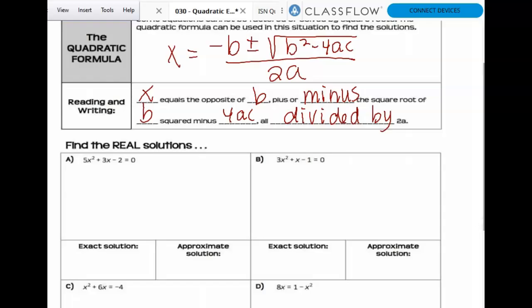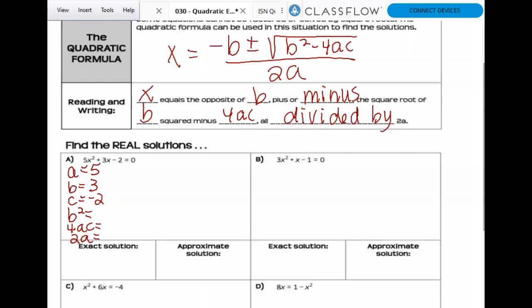So if I look at A, that's in standard form because it's equal to 0. So I'm going to write down my A, my B, and my C. My A is 5, my B is 3, and my C is -2. I'm also going to write B squared because I need a B squared. I need 4AC, and I need 2A.